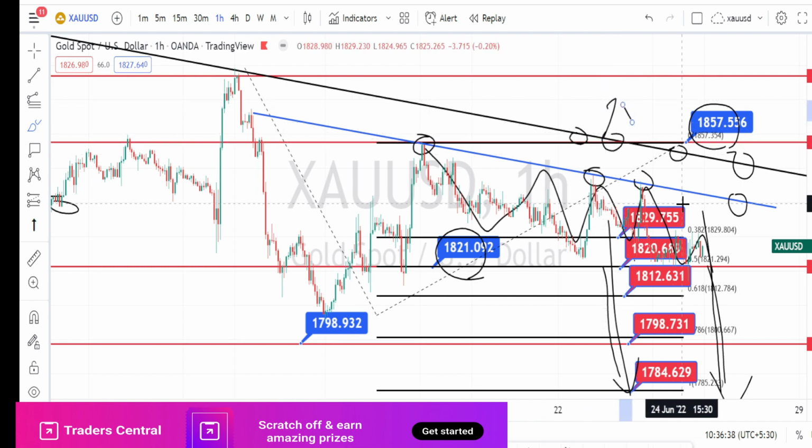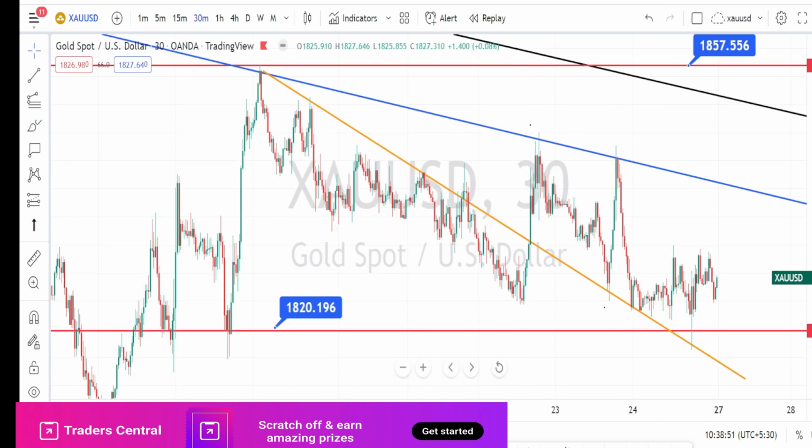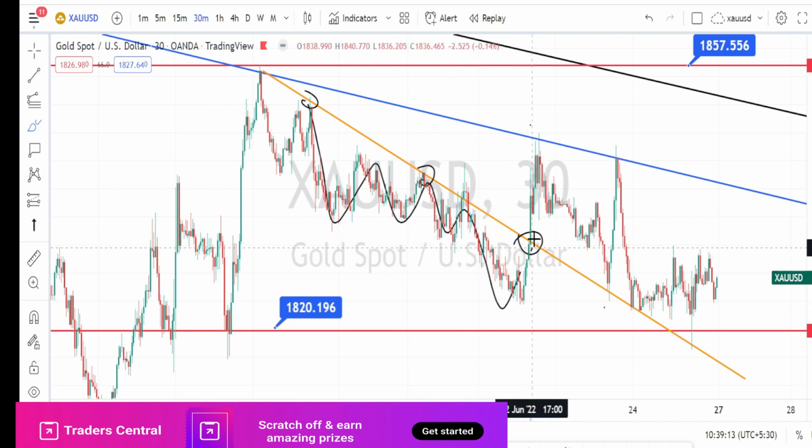Let us do the analysis in 30 minutes time frame. I am in 30 minutes time frame now. In 30 minutes time frame also I have drawn a trend line or a resistance line. Previously the price action was respecting this resistance line and was trending on a bearish side. Again it has given a breakout from this resistance line and took resistance from the hourly time frame resistance line.